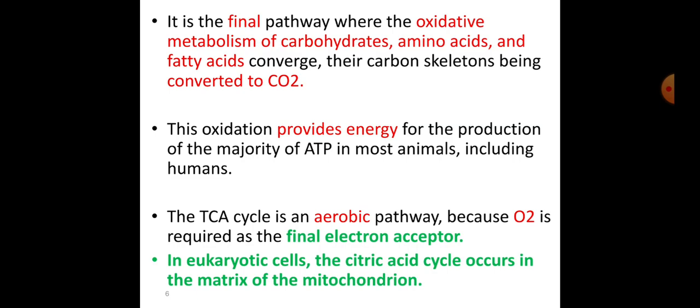In eukaryotes, the citric acid cycle occurs in the matrix of the mitochondria. Where does it occur? It is in the matrix of the mitochondria. The Krebs cycle occurs in the matrix, and it needs oxygen as the final acceptor.